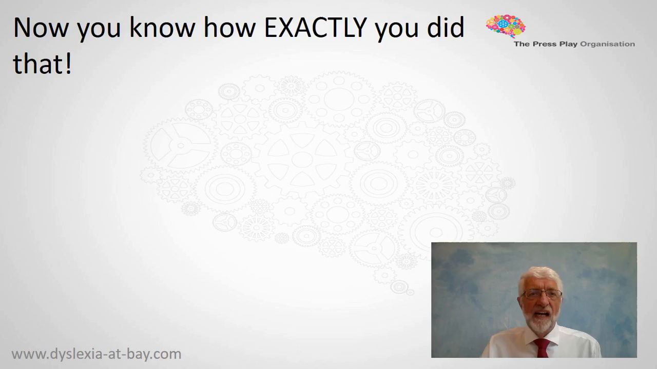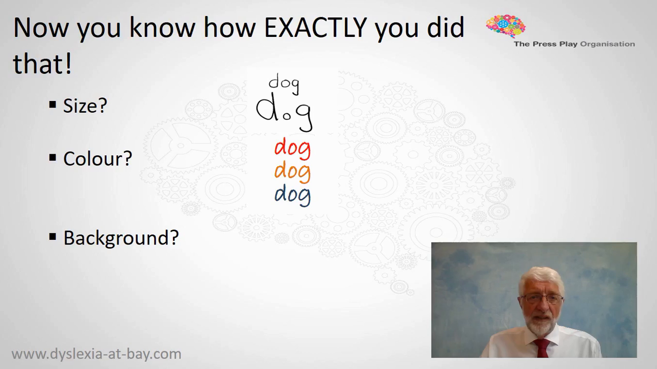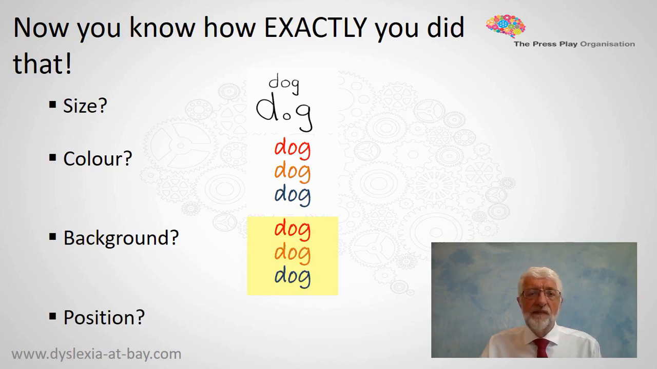And how were you able to do that? Well, how you were able to do that exactly was you made a picture of it. You made a picture of the word dog. What size was that picture? What colour were the letters? What colour was the background of the letters? And last, just point with your finger to the middle of the O of the word dog.